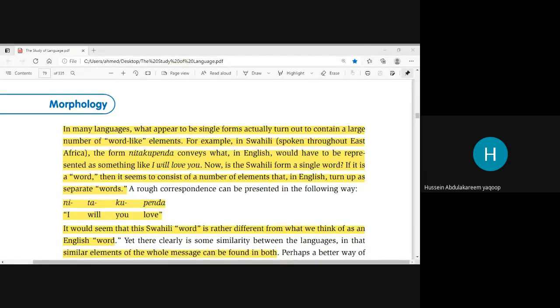So now we need to understand that re means again, and new is an adjective in the original form. But when we attach re to the beginning of this word, we produce another category of that word. So it will be changed from an adjective into a verb. So this is one thing.